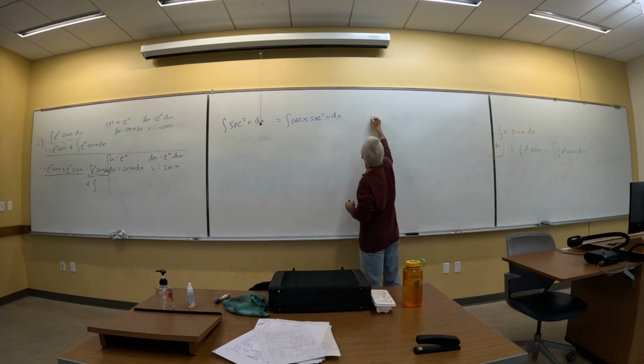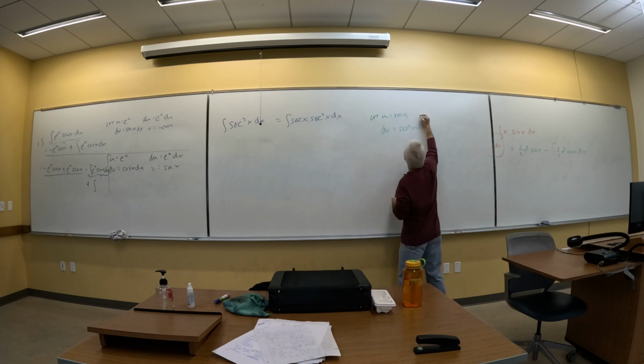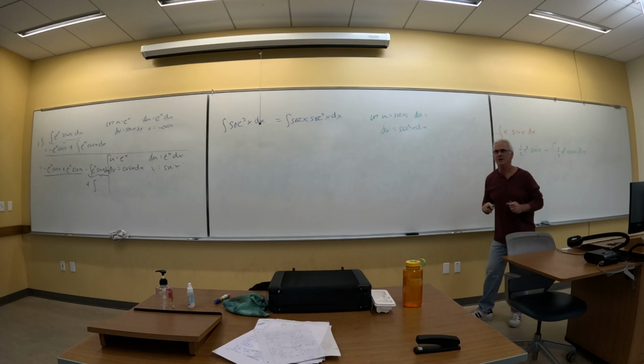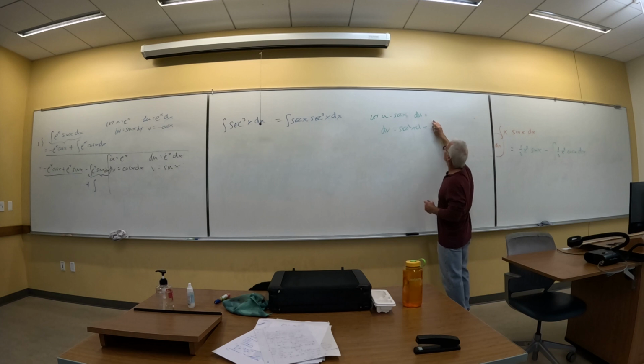All right, so let u equal secant x, and dv is secant squared x dx. Then du is, what's the derivative of the secant? This is why you have the formulas right next to you in case you can't remember. Tangent squared? No. Secant tangent, yeah.